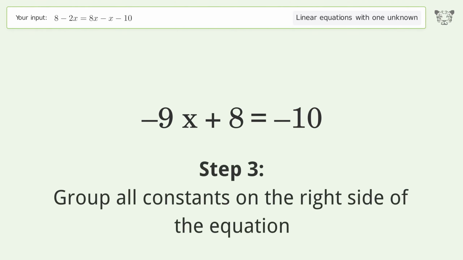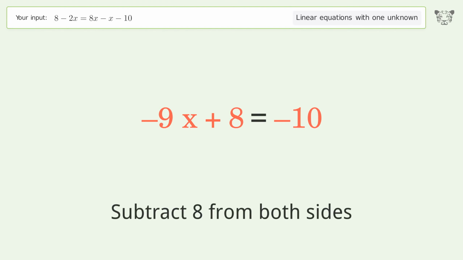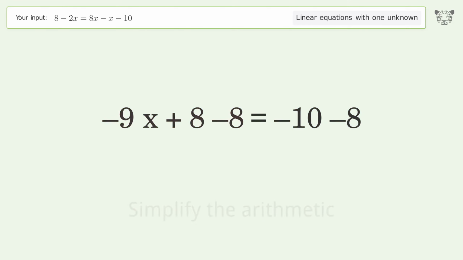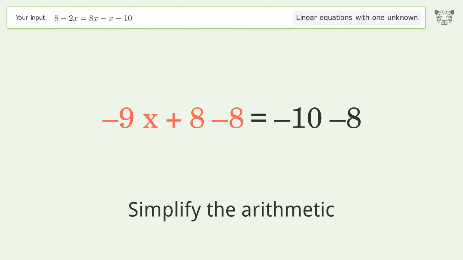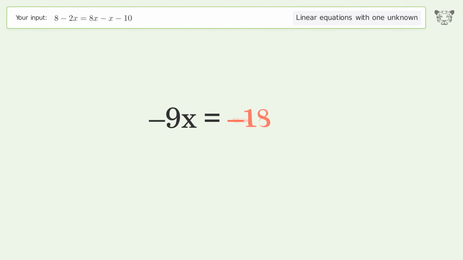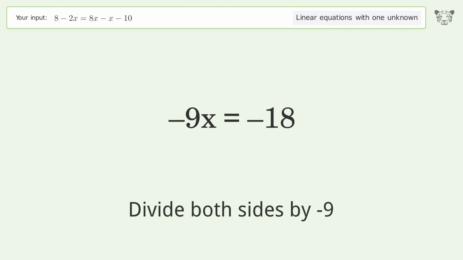Group all constants on the right side of the equation. Subtract 8 from both sides. Simplify the arithmetic. Isolate the x. Divide both sides by -9.